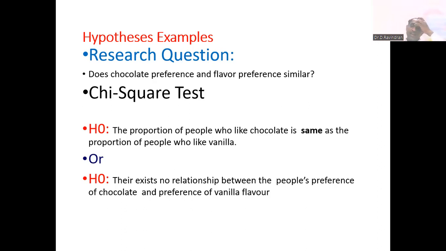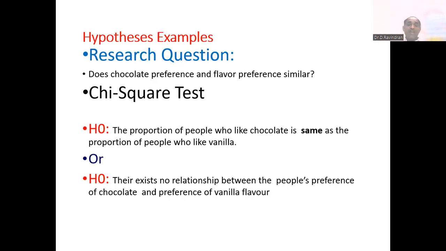Okay, so both should be categorical variables. I just want to find out the relationship, whether this and this are related or not. For example, whether the preference for chocolate and the preference for a flavor are related. How can I put it: the proportion of people who like chocolate is the same as the proportion of people who like vanilla. Vanilla is a flavor. Otherwise, there exists no relationship between people's preference for chocolate and preference for vanilla flavor.